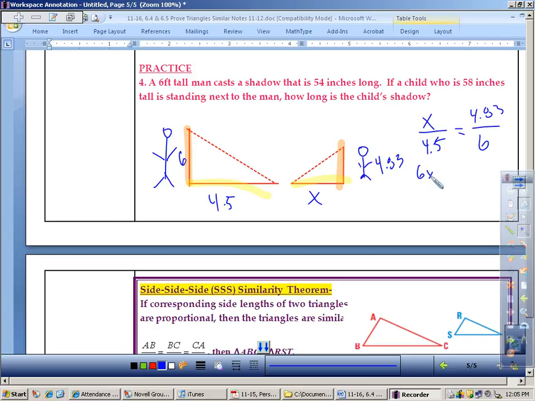We cross multiply and solve. I've got 6x, 4.5 times 4.83 is about 21.7, and then divide both sides by 6, and x is equal to approximately 3.6 feet.